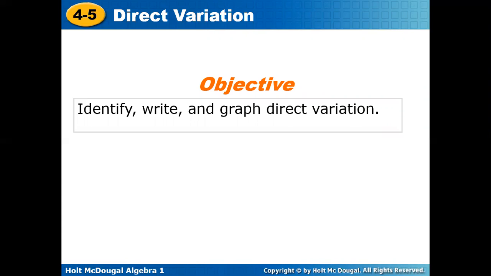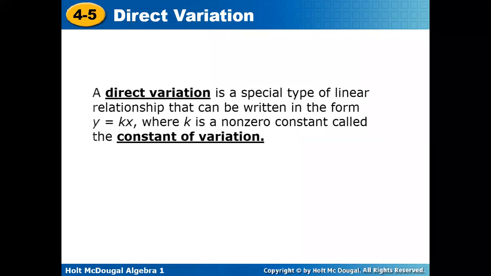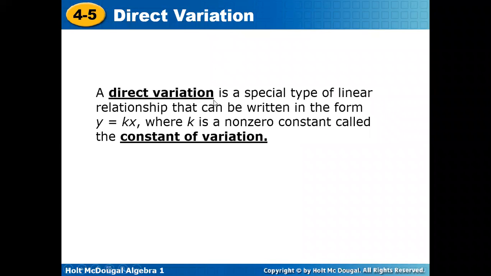Good morning, everybody. Today, our lesson 4-5 in algebra, direct variation. By the end of this lesson, we can identify, write, and graph direct variation. What is the direct variation? It's a special type of linear relationship that can be written in the form of y equals kx.